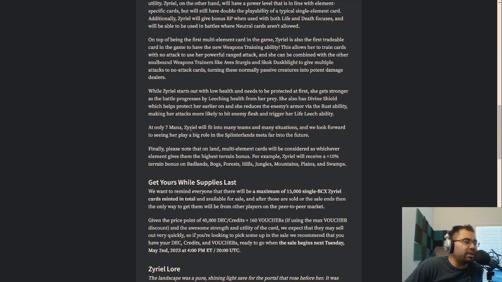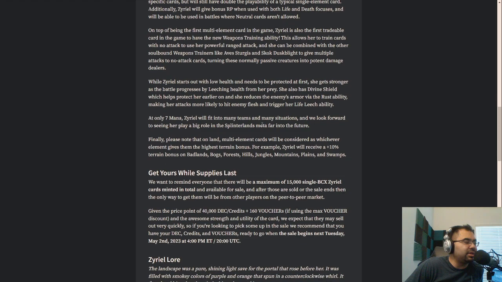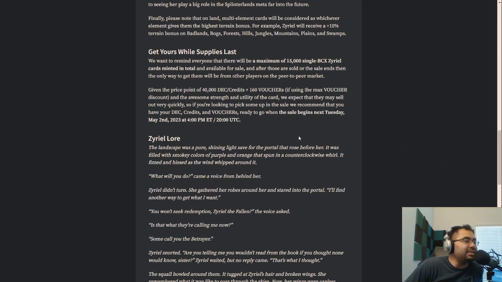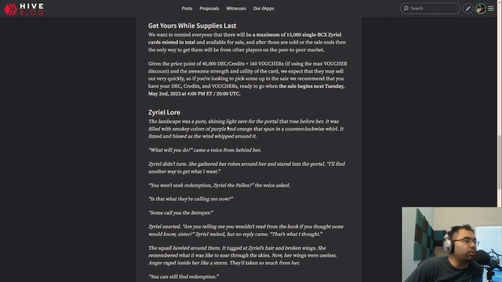We'll do a separate video looking at those, because I think it'll be fun to break down the meta changes that will happen. And at 7 mana, it'll fit into many teams. Finally, please note, on land, multi-element cards will be considered as whichever element gives them the highest terrain bonus. For example, Zyriel will receive a 10% bonus on Badlands, Bogs, Forests, Hills, and all that good stuff. So get your supplies while they last. And then we got some lore here, which is cool.